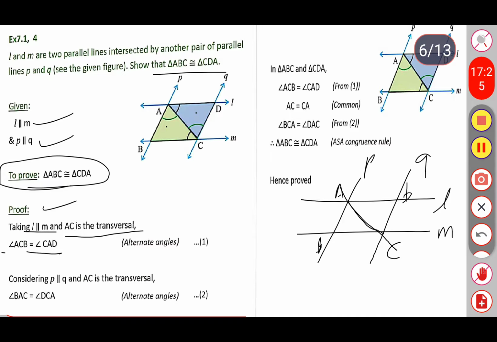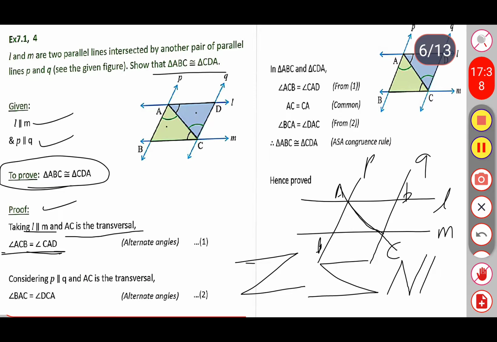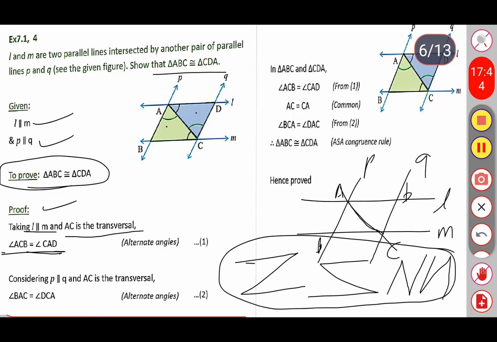So how can you identify the alternate angles? Alternate angles are always in the form of Z or reverse Z, or N or the reversed form of N. So these four are the easiest symbols to identify the alternate angles. So angle ACB and angle CAD are the alternate angles, and consider that one as equation 1.